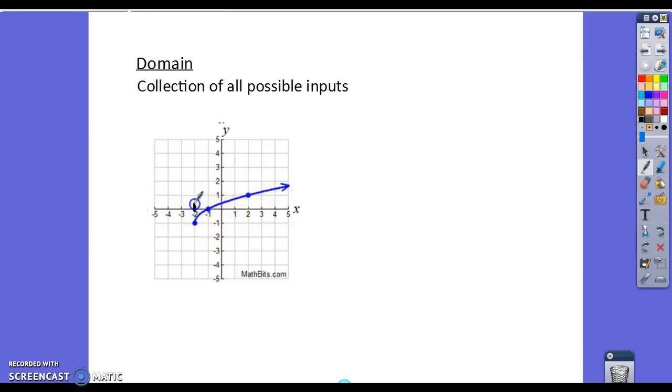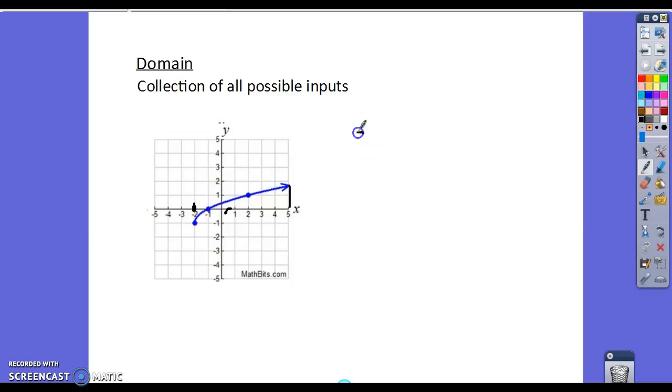Well, this -2 right here has a y value. This point right here, maybe that's right around a half. That one has a y value. Even 5 has a y value over here. Okay, and we see that this arrow extends, meaning it goes on that way forever. Okay, so let's look at that.